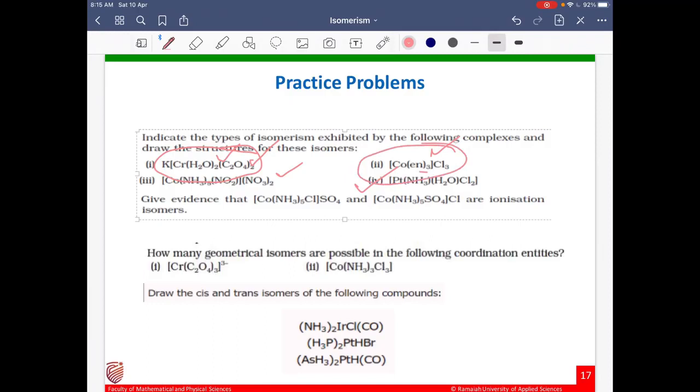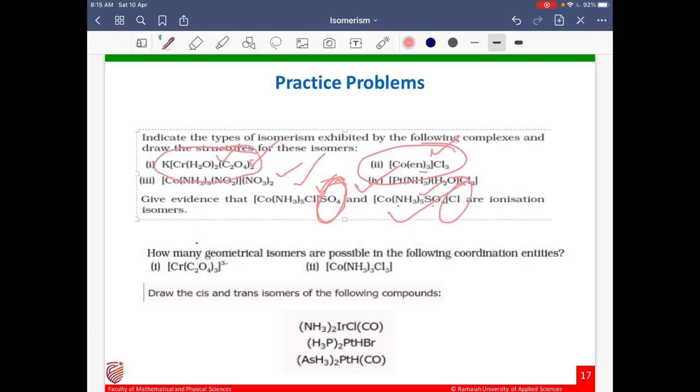Another example, give evidence that [Co(NH3)5Cl]SO4 and [Co(NH3)5SO4]Cl are ionization isomers. Which experiment can you perform to check that these 2 compounds are ionization isomers? Hint: when you dissolve this compound, we know that the sulfate ion will be ionized, and here the chloride ions will be ionized and go into the solution if you dissolve it in water.